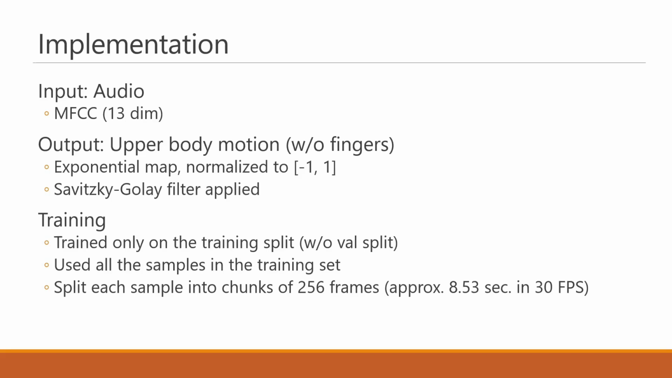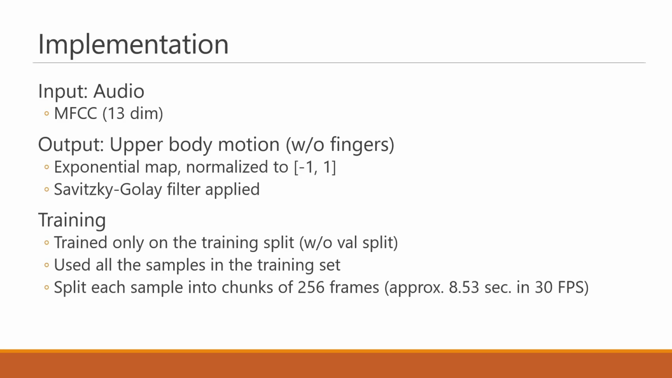Following the previous studies of audio-driven gesture generation methods, we choose mel-frequency cepstral coefficients (MFCC) as input audio features. Regarding output motion, we consider the upper body without fingers. The output motion representation is joint angles relative to a T-pose, which are parameterized using the exponential map. Each dimension of the joint angles is normalized by subtracting the mean and dividing by the absolute maximum over the training set, resulting in the range of -1 to 1. As a post-processing, we applied a Savitzky-Golay filter to the generated exponential maps.